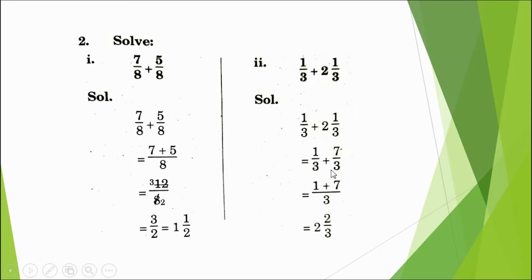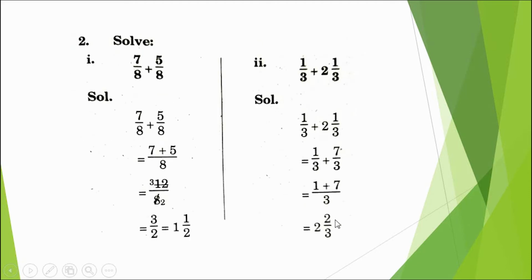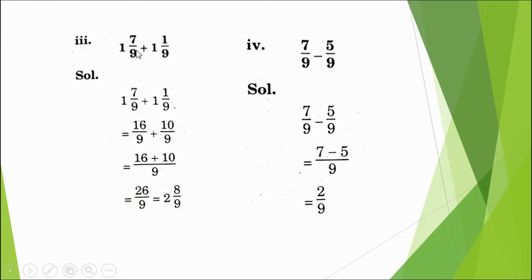1 over 3 plus 2 and 1 over 3. 3 2s are 6, add 1, 7 over 3. Now 1 over 3 comes as it is. Denominator same, write 3 in denominator. 1 plus 7 is 8. When we divide 8 by 3, answer will be 2 and 2 over 3.